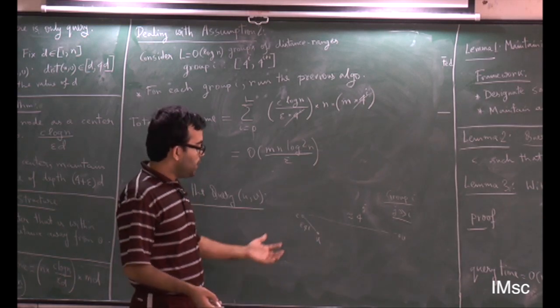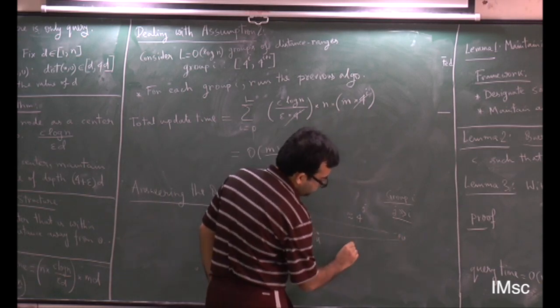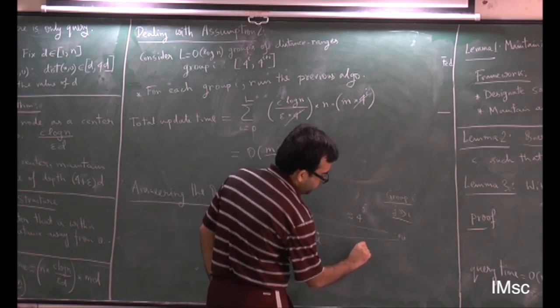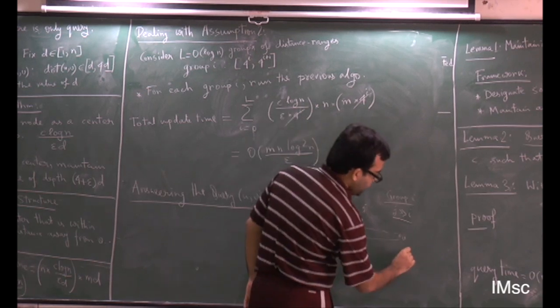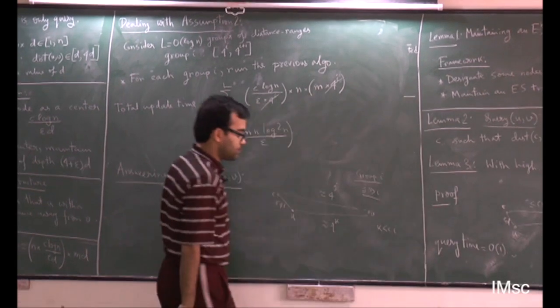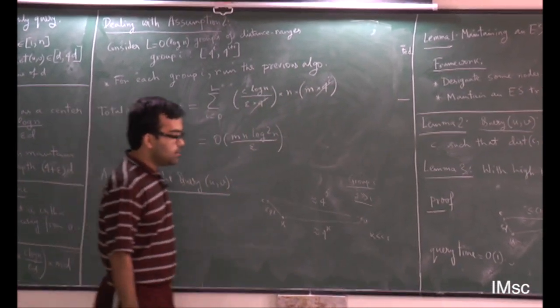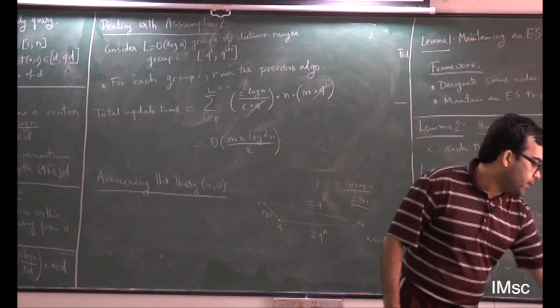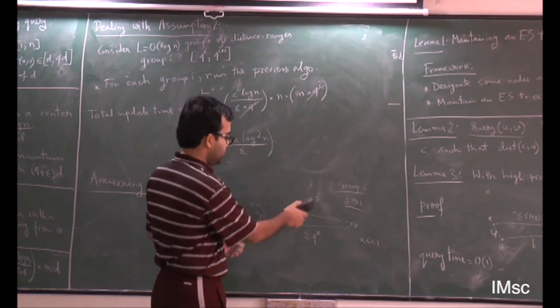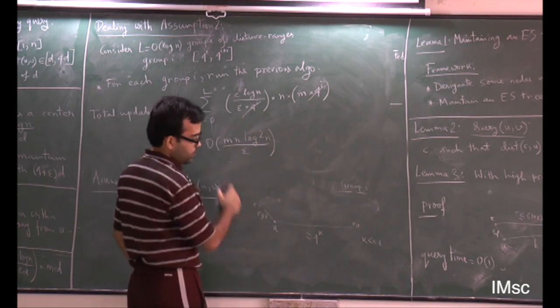Why? Because suppose this distance is roughly of the order of 4 to the power k, where k is much smaller than I. Okay. Then when you are probing group I, so here we are at group I, so let us just erase this part. Okay.